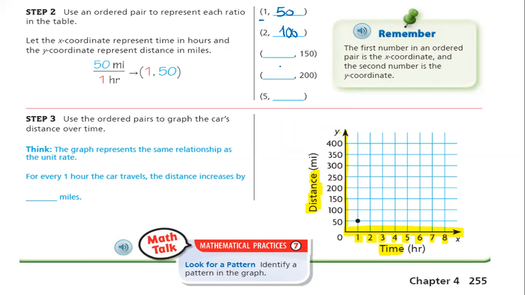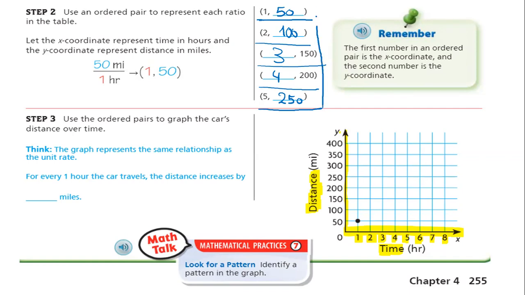Ali Yusuf. 3 hours. Great job. In how many hours does the distance become 200? Yes, good job. In 5 hours, the distance becomes 250. Look, guys, we formed ordered pairs. Can you see? Ordered pairs.